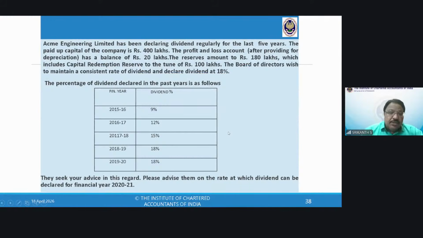The third condition is balance of reserves. After the drawal, whatever amount you decide to draw, the balance of reserves, that is, the remaining reserves, should not fall below 15% of paid up capital. That's all.